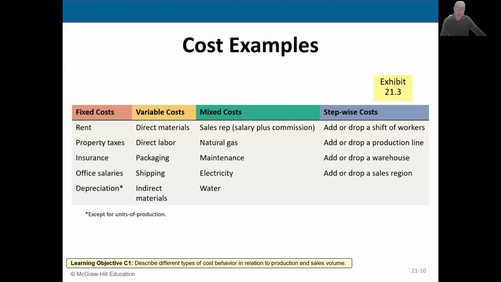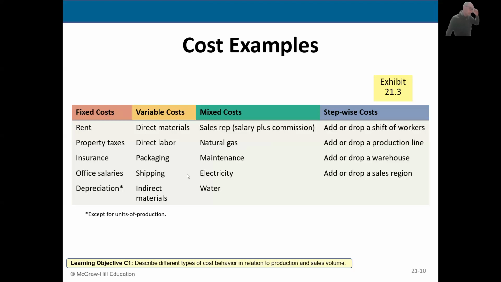And then with the stepwise cost, examples of this would be adding or dropping a shift of workers, adding or dropping a production line, a warehouse, sales region, cell phone plan. So those are just some examples of uses of these 4 cost models.